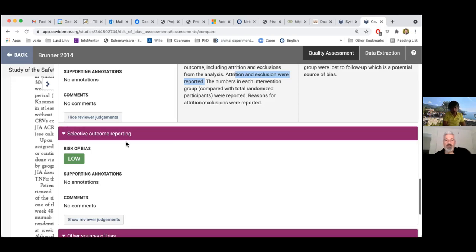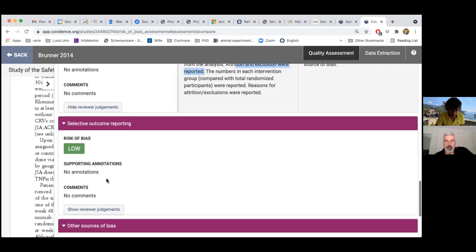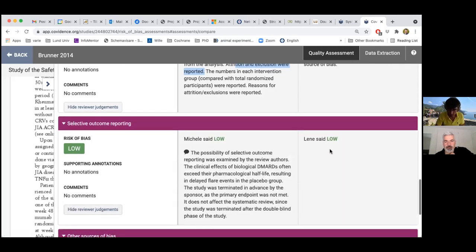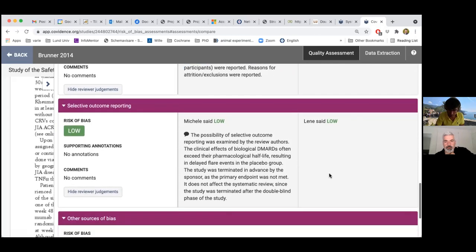And if the protocol is not available, then we should put unclear. Okay. If there are discrepancies, important discrepancies, then we give high. If there is a very mild discrepancy, we give unclear. If it is perfect, we give low risk of bias. And for example, if we take these comments here.